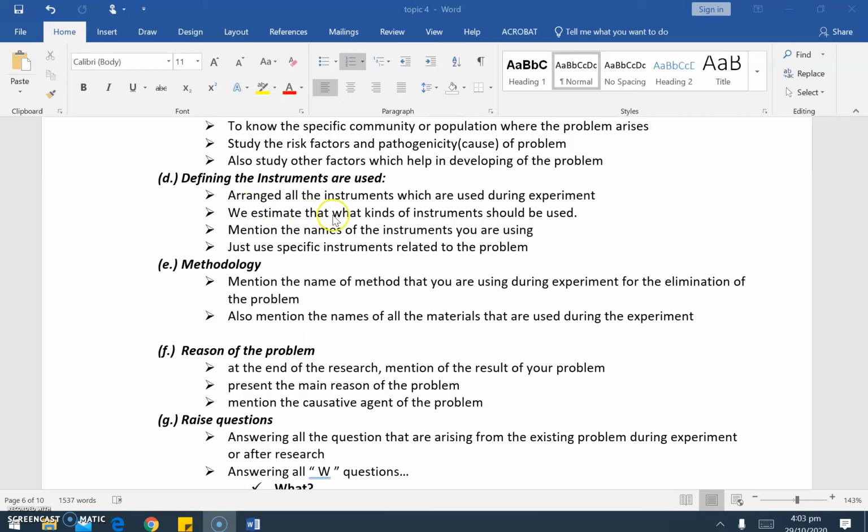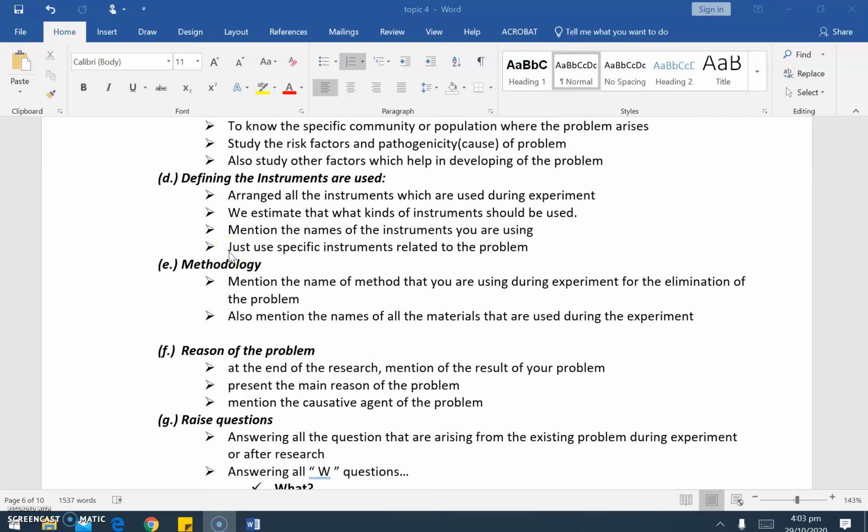Then you're going to estimate the kind of instrument to be used. Then of course, in writing your statement of the problem, you need to mention the names of those instruments that you used, whether it is a bucket, a rope, or a smallest tool, include it here in the statement of the problem when you construct and identify the problem. So include it in your writing. Those are the contributing factors to form your proposal.